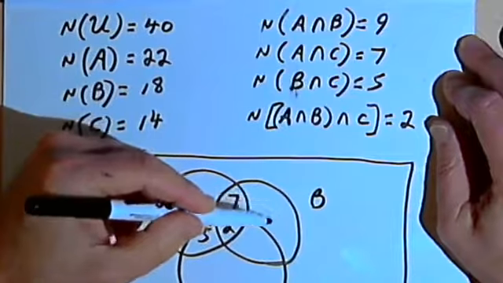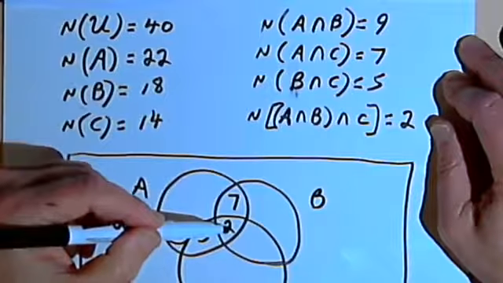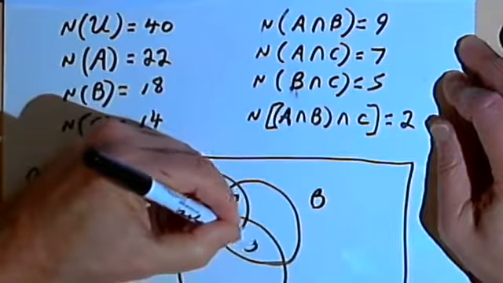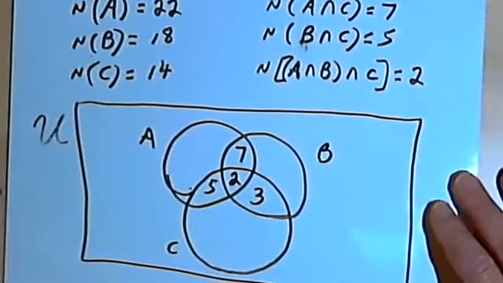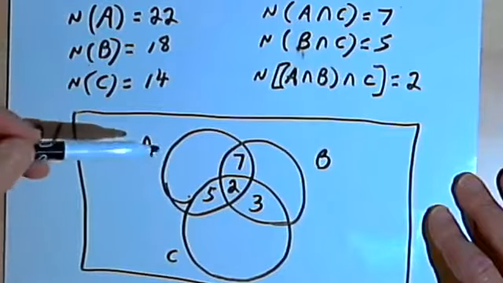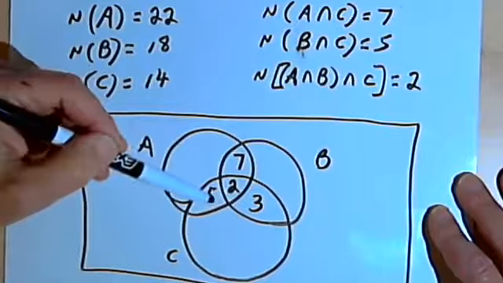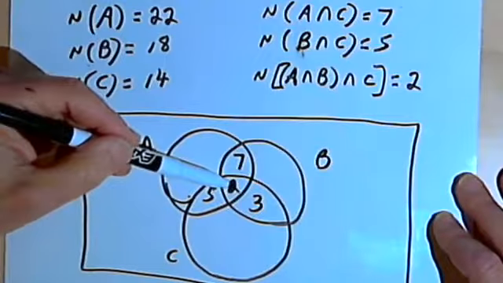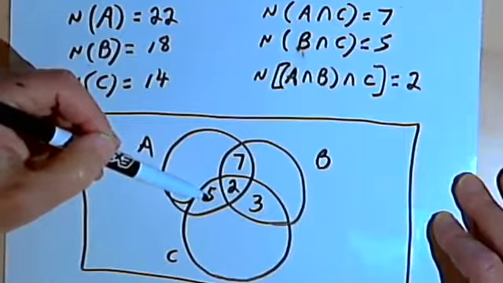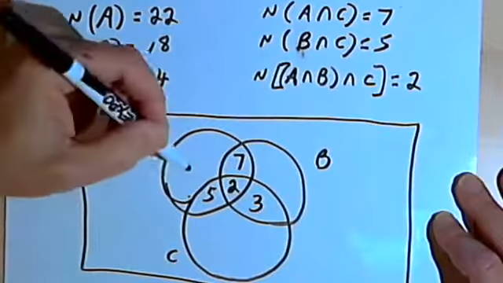For my intersection of B and C, I've got 5 students. 2 of them are accounted for, so that means there are 3 students there. And now I can find out how many students are taking only algebra. There's a total of 22 students in all who are taking algebra, and I want to subtract the ones I've already accounted for. So that's 7 plus 2 is 9, plus 5 is 14. Subtracting that from 22 gives me 8.